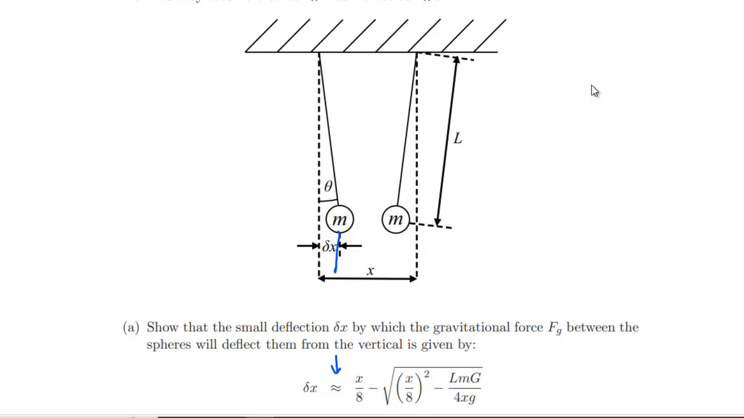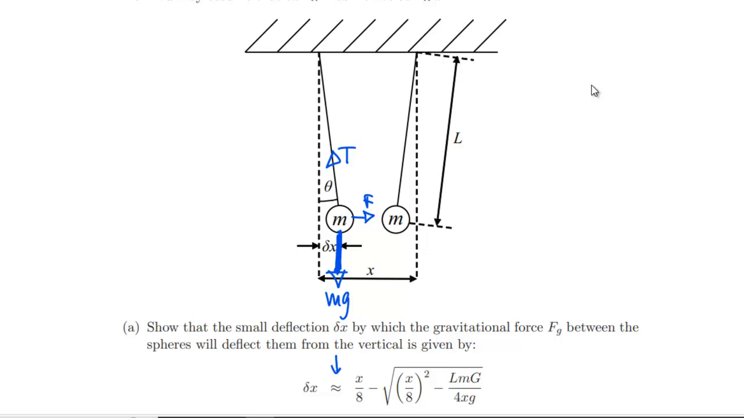So we're going to want to have our forces on there. We've got an mg going downwards, we've got a T going up there, and then we've got this force, which is the force of gravity attracting these two balls together. So we're going to want to do, well, resolving vertically and horizontally. So let's start with that then.